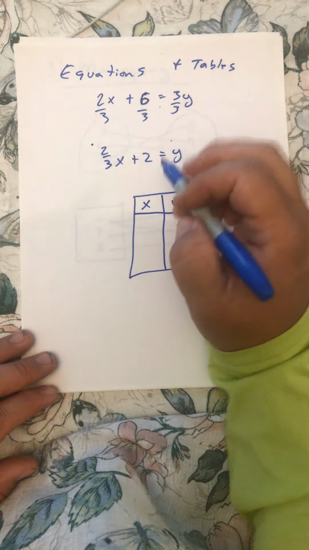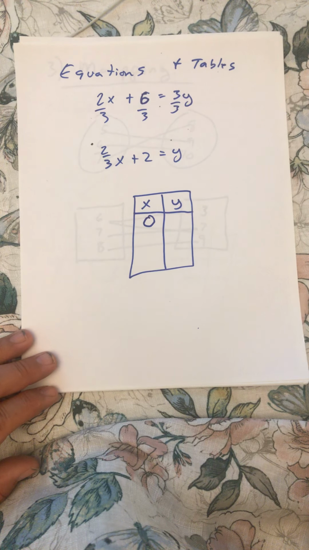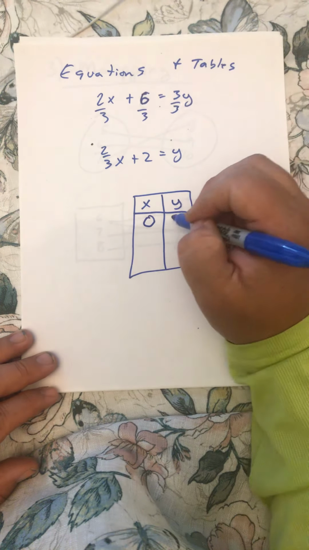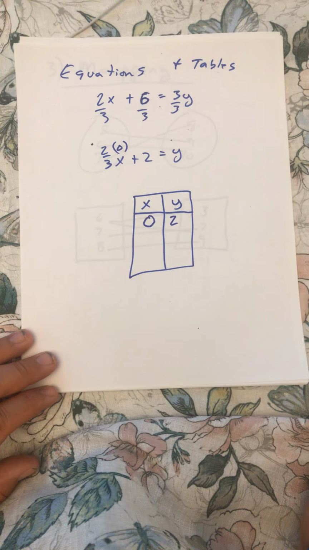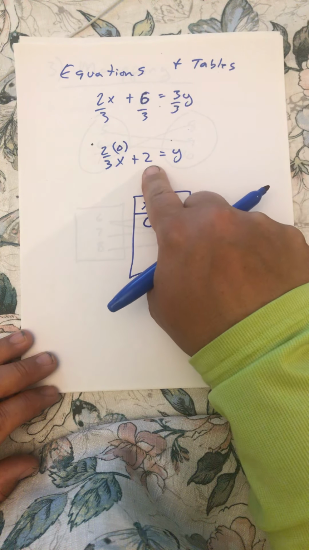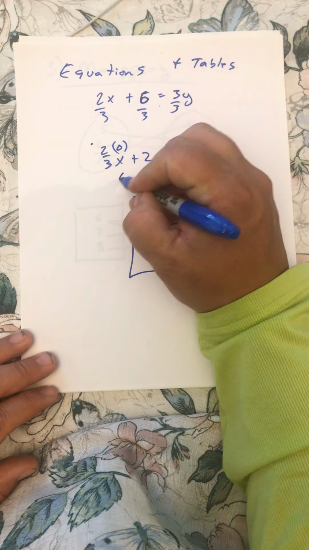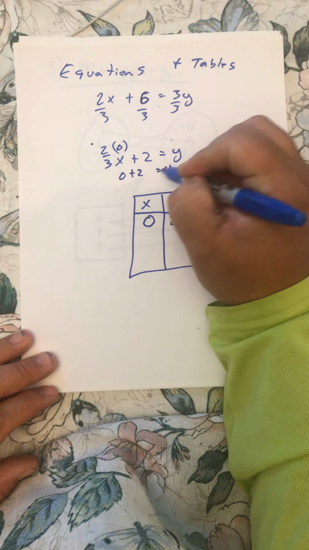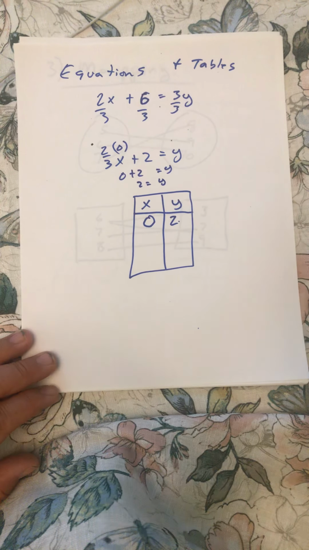But let's just say 0. And we should know what our answer is, because remember, 0 as an x is always going to be our y-intercept, so that's going to be 2. And that means I would just put 0 into the equation, and then I'd do the calculation. So 2/3 times 0 is 0 plus 2, so that would be 2. So this would be 0 plus 2 equals y, 2 equals y, so that's where I got my 2 there.